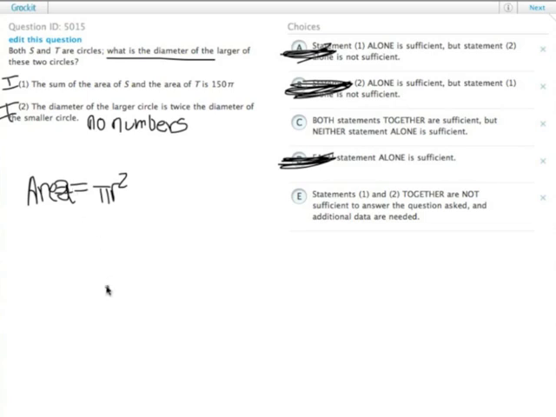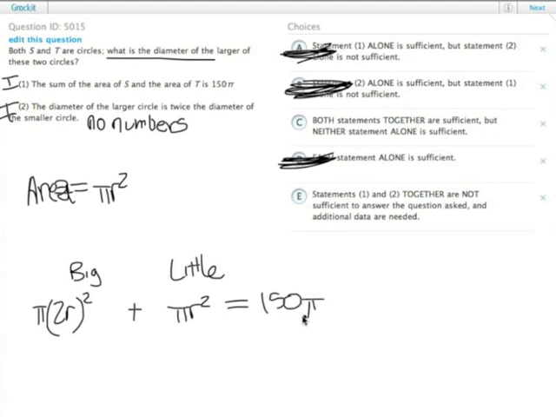So if we set up those area formulas, we have a big circle and a little circle. So this little circle is going to be pi times the radius squared. The big circle is going to be pi times 2 times that radius, because its radius is twice as big, squared. Those two things together equal 150 pi.